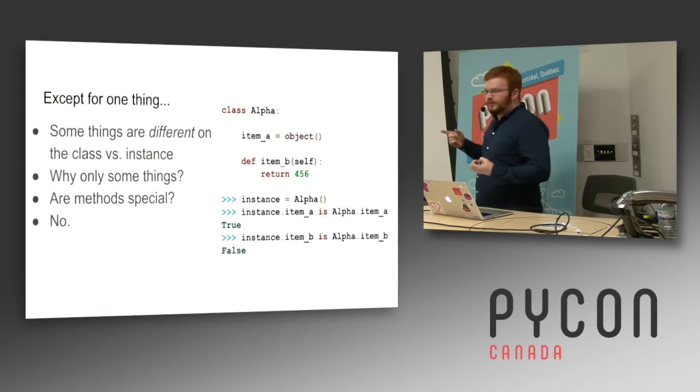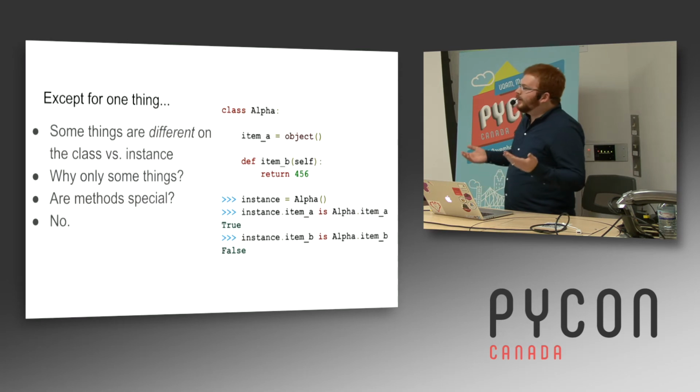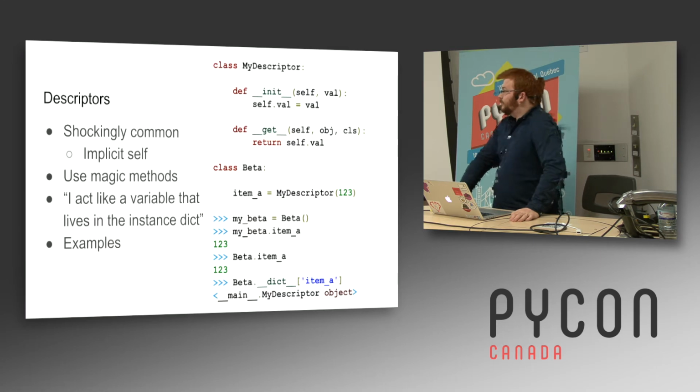But that's not the case if you go look for item B, which is a method. If you do instance.item B is alpha.item B, it says, no, that's not true, that's false. So that seems a little bit weird. Are methods special in some way? No, but what they do is implement the descriptor protocol. And this is actually surprisingly common, although most people typically won't use it in their own code. It's extremely common in the Python code base. The descriptor protocol is what allows methods to receive that implicit self as compared to a function.